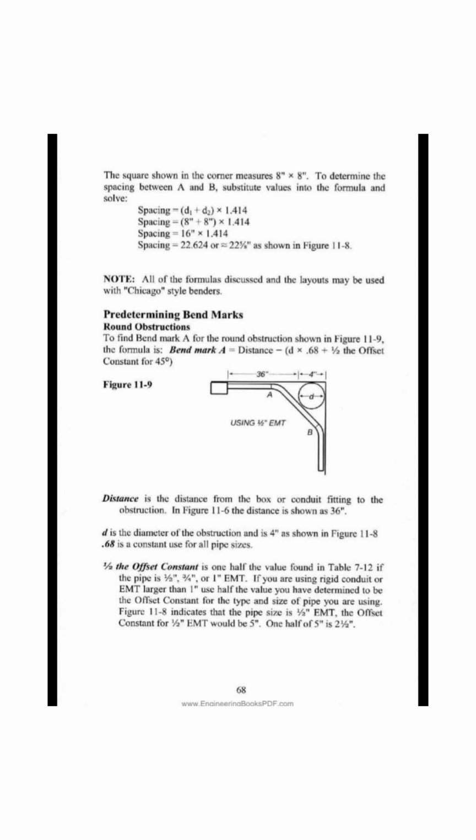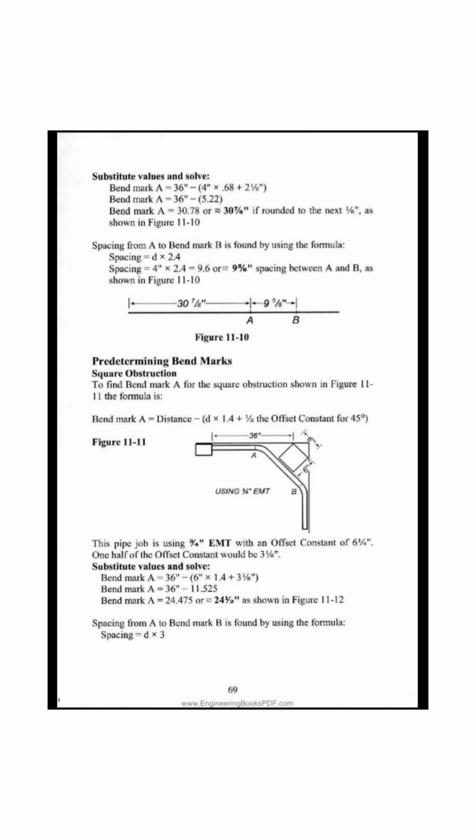1/2 the offset constant is 1/2 the value found in table 7-12 if the pipe is 1/2, 3/4, or 1 inch EMT. If you are using rigid conduit or EMT larger than 1 inch, use half the value you have determined to be the offset constant for the type and size of pipe you are using. The figure indicates that the pipe size is 1/2 inch EMT. The offset constant for 1/2 inch EMT would be 5. 1/2 of 5 inches is 2.5. Substitute values and solve. Bend mark A equals 36 inches minus (4 inches times 0.68 plus 2.5). Bend mark A equals 36 inches minus 5.22. Bend mark A equals 30.78, or approximately 30 7/8 if rounded to the next eighth, as shown in figure 11-10.